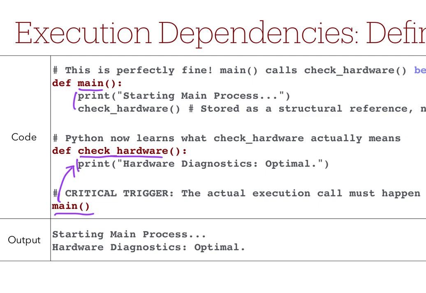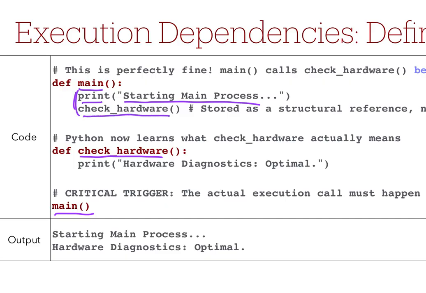Now, in this case, the main function consists of two lines. So it will display some statements on the screen. After that, it will call this function.